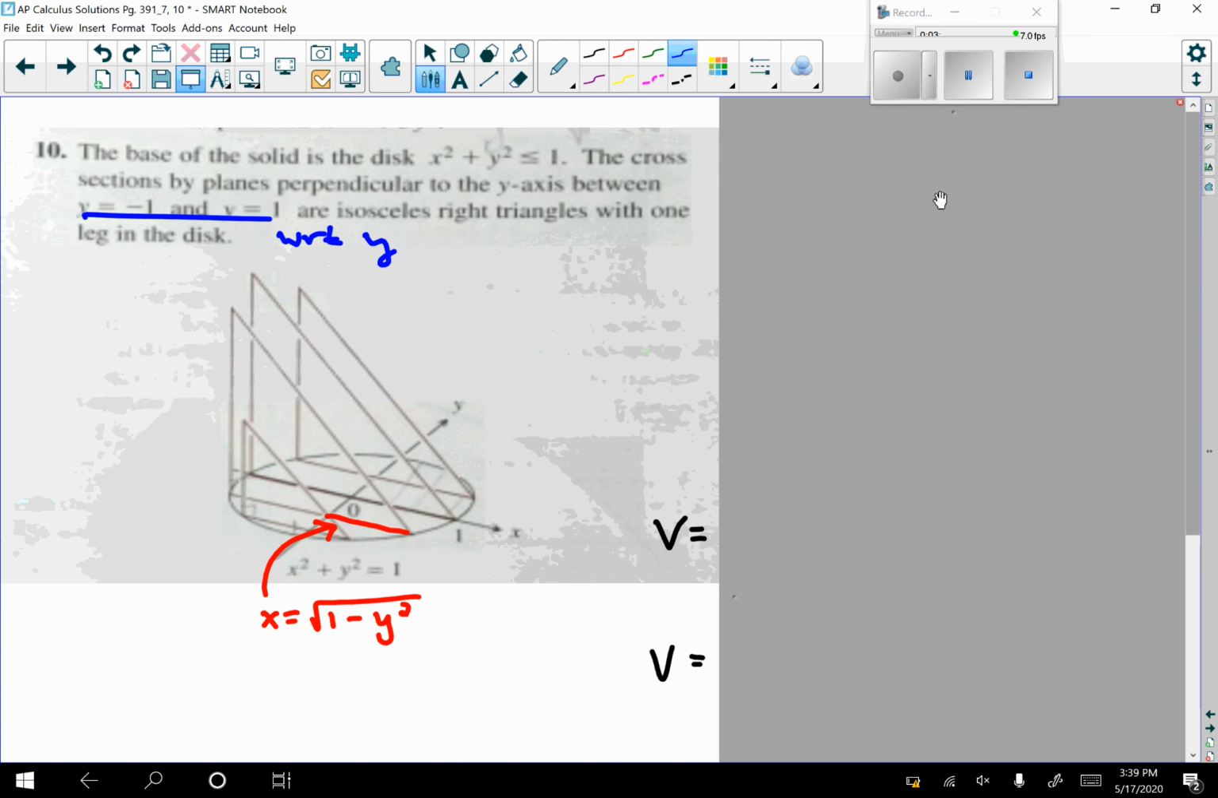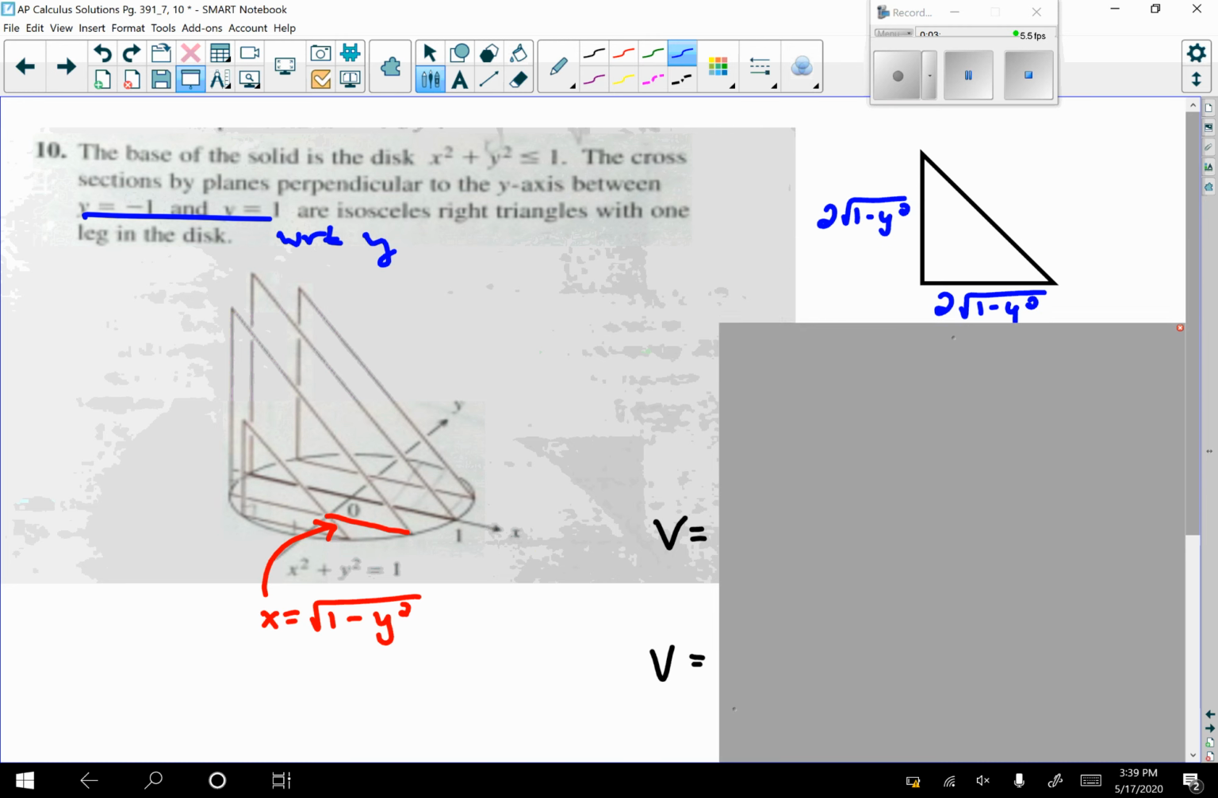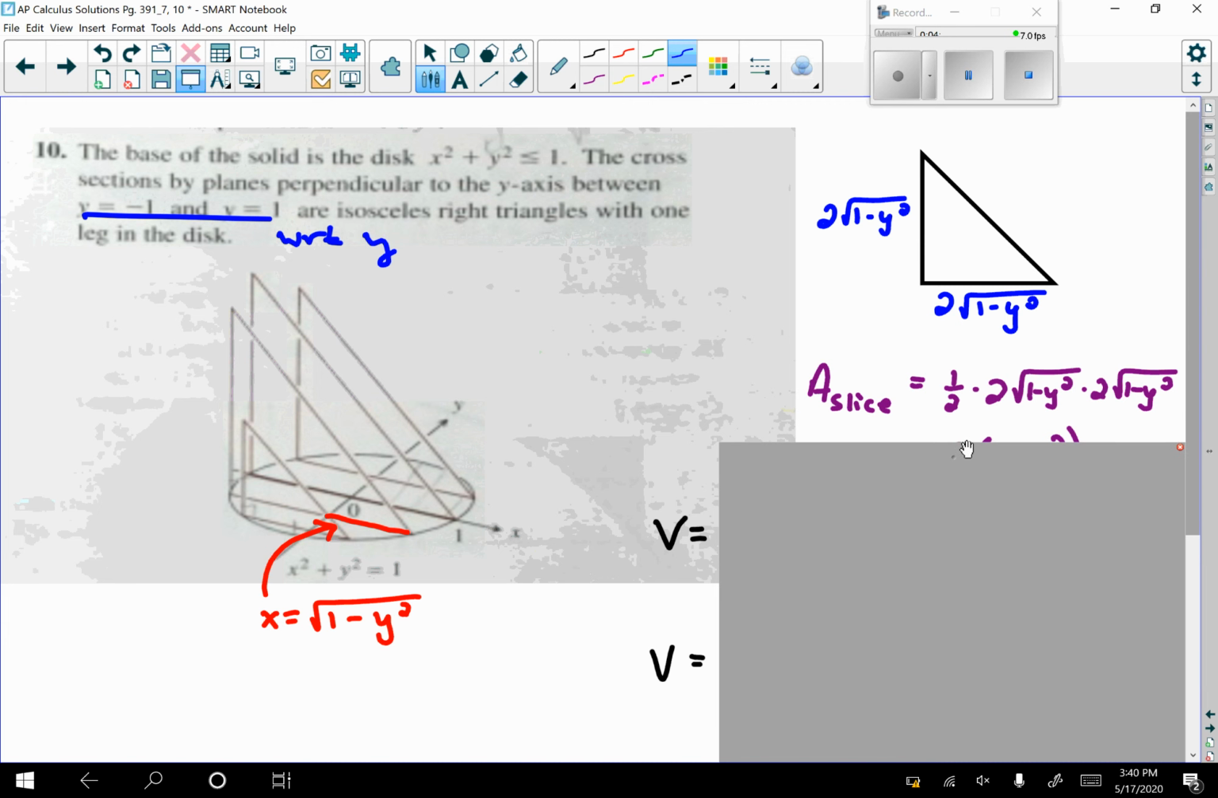So now I'm going to take a right triangle. Notice it says isosceles right triangles, so my base and my height are the same. Now this radical 1 minus y squared is only half, and even though it may not look it, they are evenly spaced on both sides, so I need to double it for the entire base, so it's 2 times radical 1 minus y squared. And then the area of each slice is going to be 1/2 times 2 times radical 1 minus y squared times it again. So I'm still going to have a 2, and then multiplying the 2 radicals together just gives me the quantity 1 minus y squared.